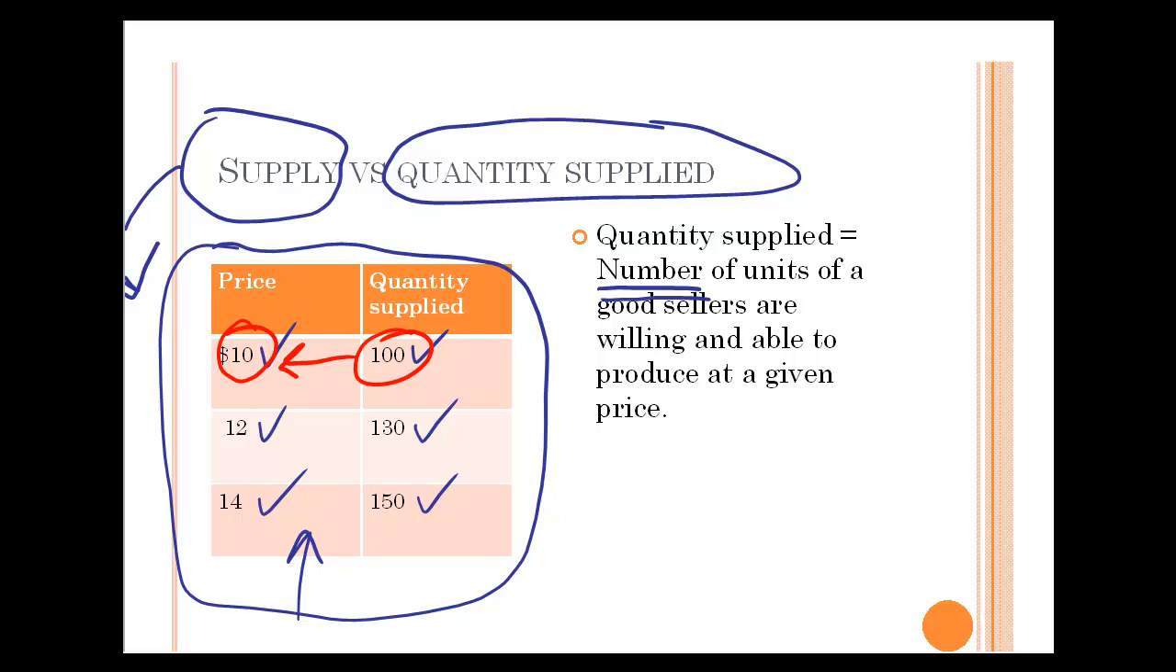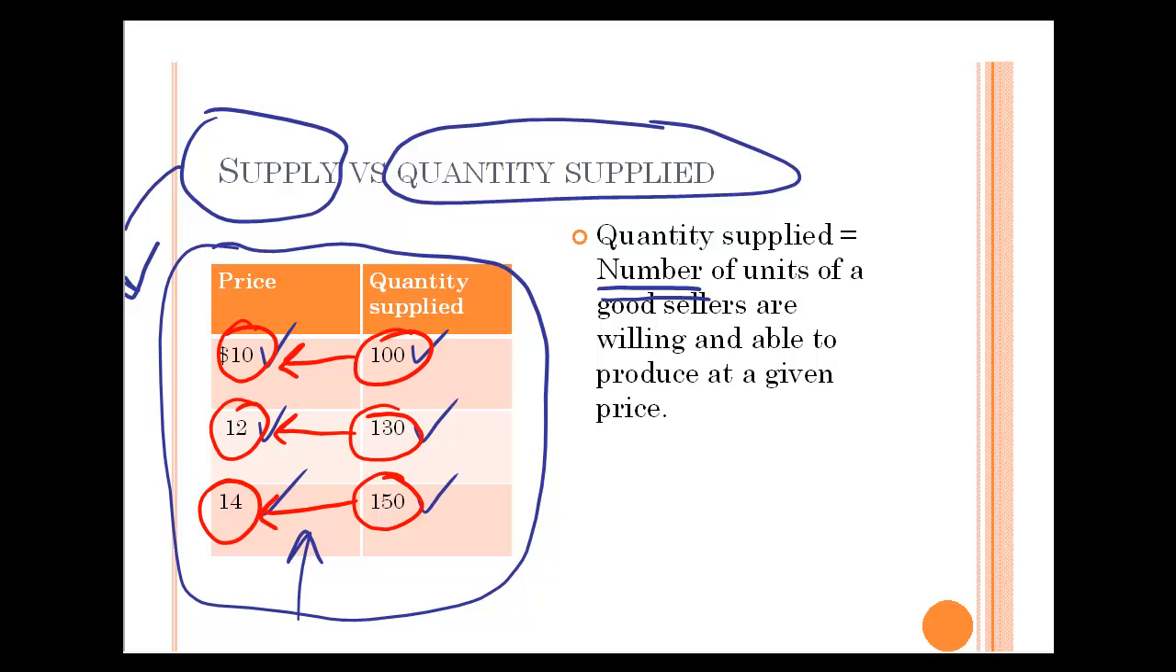Well, what's another quantity supplied? Here's another specific number. That's the quantity supplied of this good at this particular price, $12. And finally, 150 is quantity supplied. That's a specific number of units that sellers are willing and able to produce at this particular price.